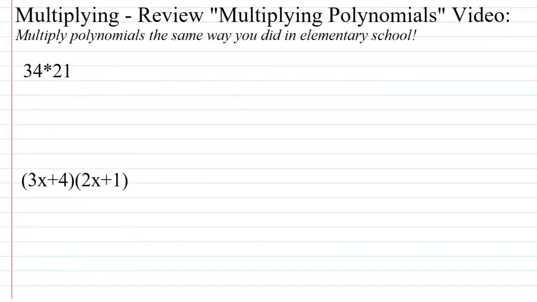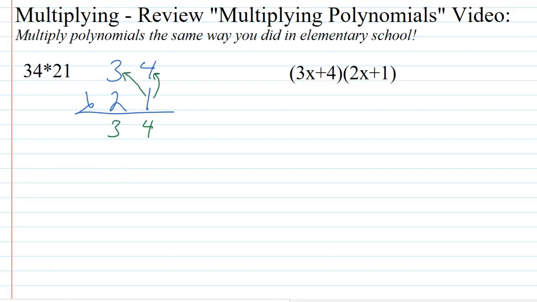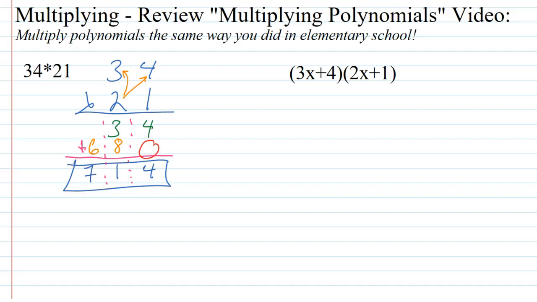Now, if you don't remember how to multiply binomials, I strongly suggest going back to the video we did yesterday, multiplying polynomials. But here's a quick rundown. We multiply binomials the same way that we multiplied in elementary school, on top and bottom. It should look something like this. Just like we did in elementary school, we multiplied the 1 up to 3 and 4, put a placeholder, and multiply the 2 up to the 3 and the 4, and then at the end, always add. We do the same thing with the binomials.